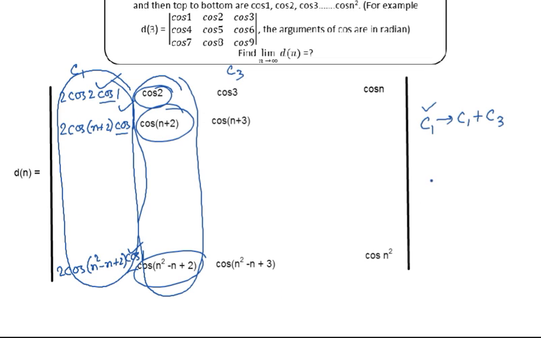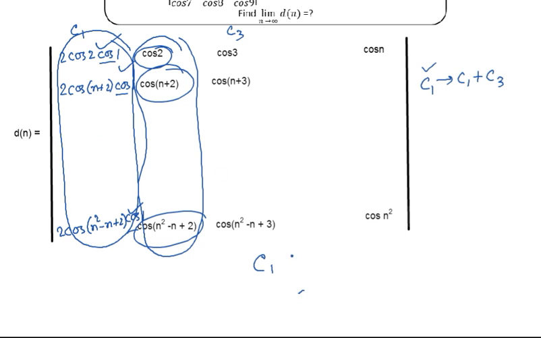So now C1 is proportional to C2, and since C1 is proportional to C2, we can safely claim that the determinant Dn is equal to 0, and so the limiting value is also equal to 0. So 0 is going to be the answer.